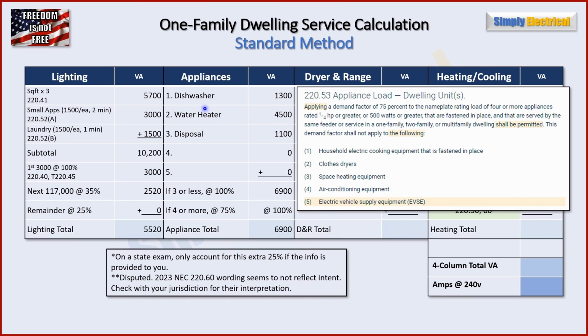Okay, so we have a dishwasher, 1,300 VA. We have a water heater at 4,500 VA. We have a disposal at 1,100 VA. Add those up, we get 6,900. Now, if it's 3 or less, that is our value. If we had had another appliance, we could have applied the 75% demand factor, but we don't, so we have to take it at 100%. So 6,900 VA is our appliance total.